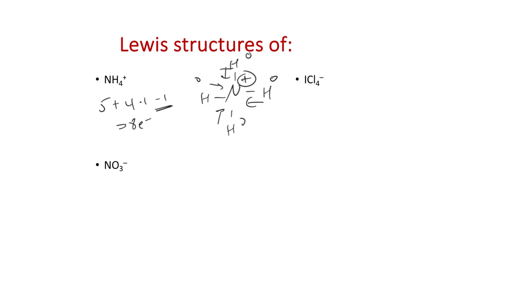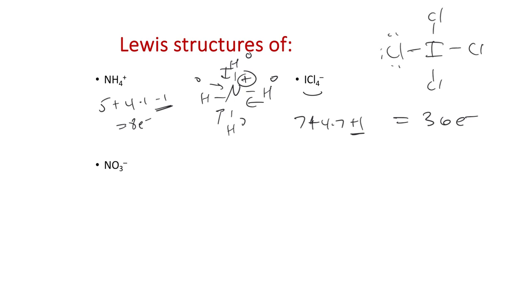What about ICl4 minus? So 7 for iodine, 4 times 7 for the chlorines, +1 for the negative charge. So we add an electron for negative charge because we're adding to the electron count to go negative. If we're positive, we're taking away an electron. And so this is going to have a total of 36 electrons. And so iodine, chlorines all the way around, 4 of them, lone pairs. And then that's 32 electrons. 4 left over onto the iodine atom.